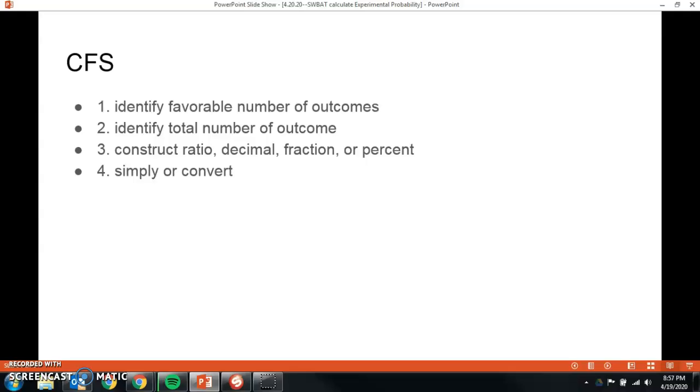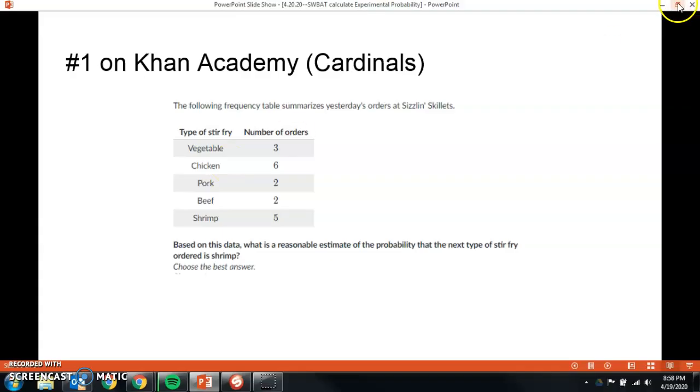Okay, criteria for success today. So as you're solving on Khan Academy, the first thing you will do is identify the favorable number of outcomes. Then you'll identify the value of total number of outcomes. You'll construct step 3, a ratio, decimal, fraction, or percent. And the 4th criteria of success is you might have to simplify or convert.